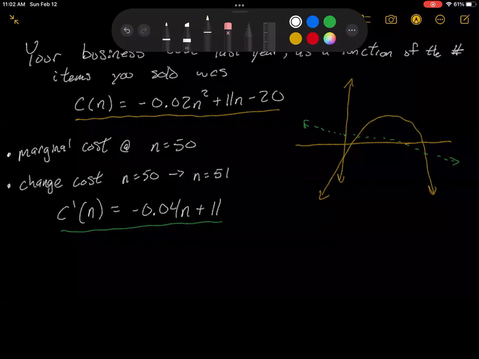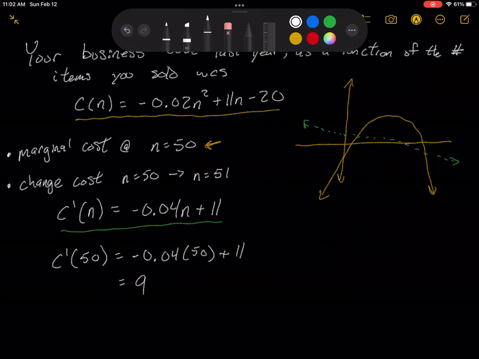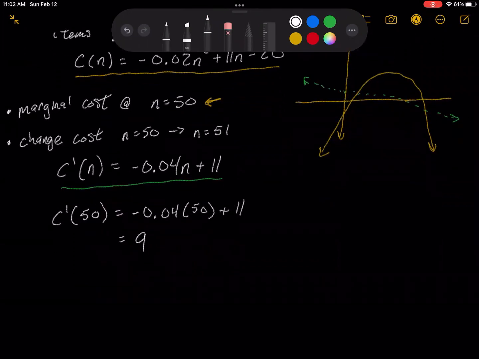Okay, so I want to evaluate my marginal cost at 50 items. And this is what this is asking me to do. My marginal cost at 50 items. So that would be minus 0.04 times 50 plus 11. And I'll save you the algebra. You get 9. So let's assume that everything is measured in US dollars. Then this tells me that my cost is increasing $9 per item, right? That's how fast my cost is changing as the number of items I sell changes. So as I increase the number of items I sell, my cost goes up by $9.